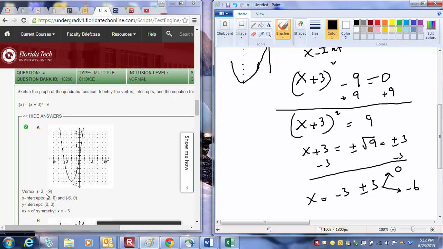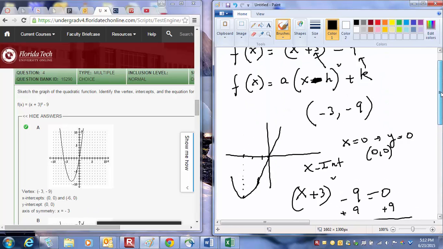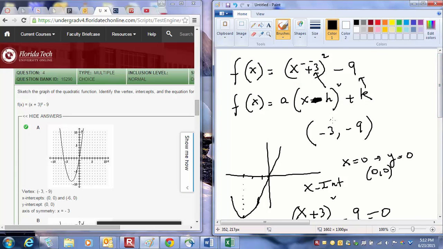The vertex is negative 3, negative 9. The y-intercept is at 0, 0. And of course the axis of symmetry is always equal to the x-coordinate of the vertex. And in this case it is negative 3. So x equals negative 3 is the axis of symmetry. And of course A is the correct answer.